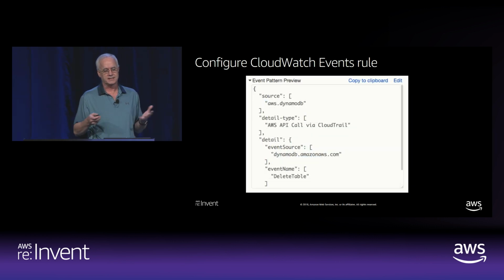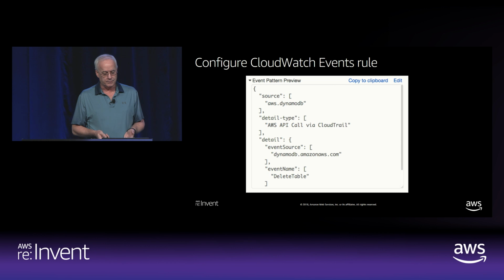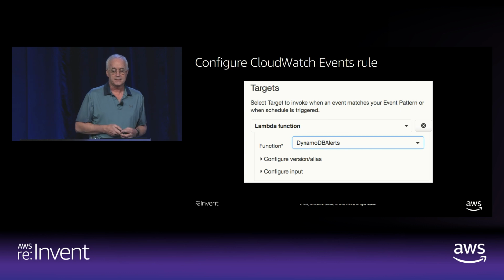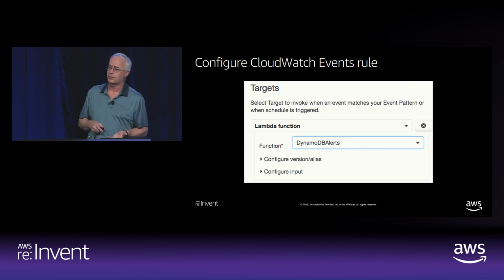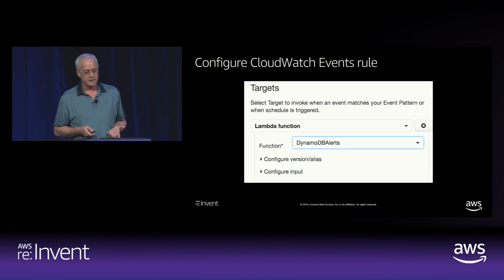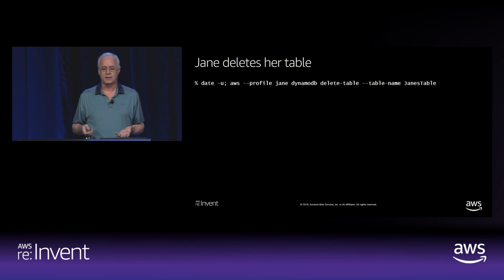And this generates a particular structure for the CloudWatch event rule that shows it's for CloudTrail, it's from DynamoDB, and it's for the delete table API, the event name. I then set up a target to be the Lambda function. This is the function we created in the prior step, and that's the DynamoDB alerts function. And that's it. I'm done. That's all I have to do.